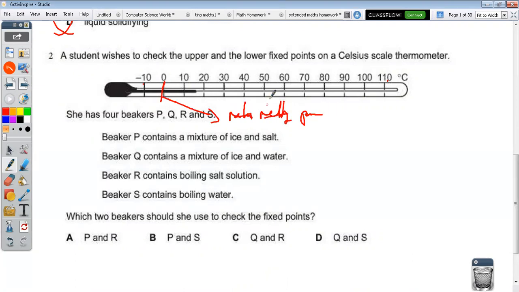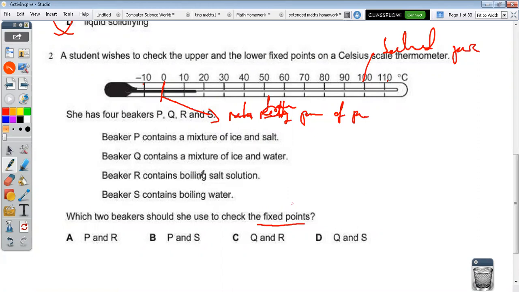So freezing point of pure water, clear. Then 100 degrees is the boiling point of pure water. Pure water. Clear? So she's got four test tubes. Which two should she use to check what?